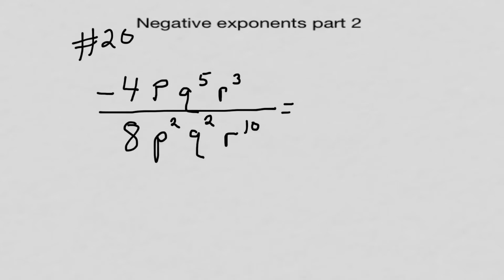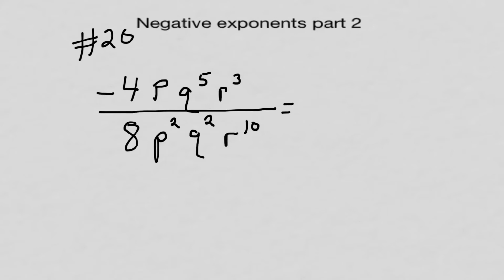All right, number 20. It's one of our larger problems, but I wanted to go over it with you. All right, guys, we got 4 things going on here. We've got the numbers out front, the coefficients, that negative 4 and the 8. We got the p's, p's over top of other p's. We got q's and we've got r's. We're going to just take them one at a time.